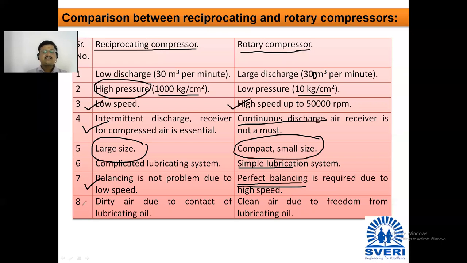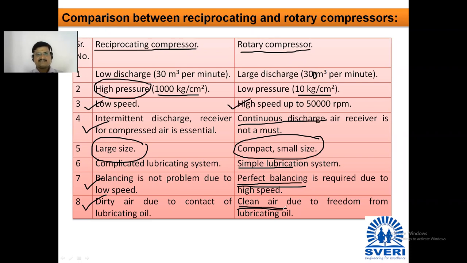And the last point is dirty air due to contact of lubricating oil. Just lubricating oil vaparla gelyamule the air particles, that lubrication oil particles will mix with the air particles and we can get the dirty air as a output. And while in a rotary compressor there is a less lubrication, so as compared to reciprocating compressor we can get the clean air, okay, because there is a very less or no lubricating oil we found in case of the rotary compressor. So this is the comparison between reciprocating and rotary compressor.